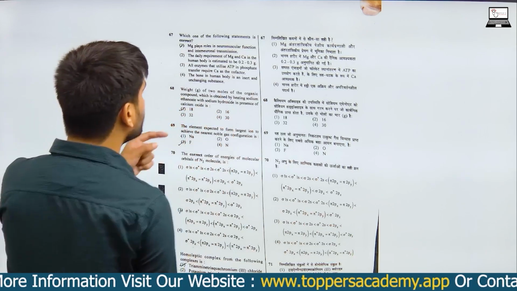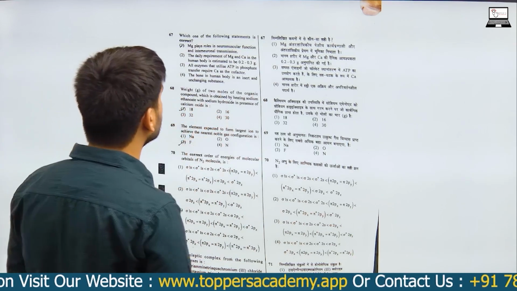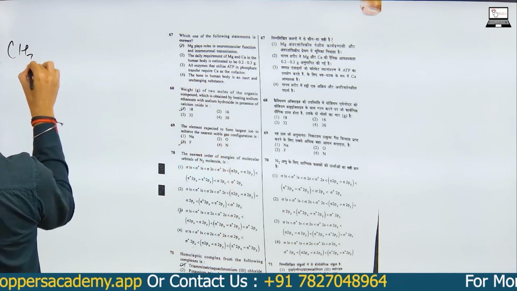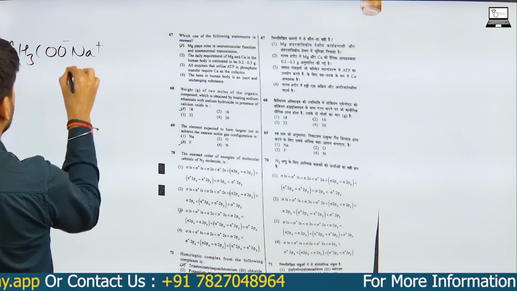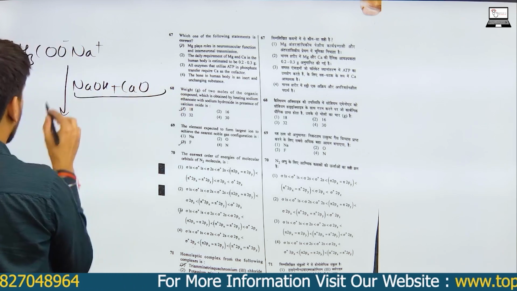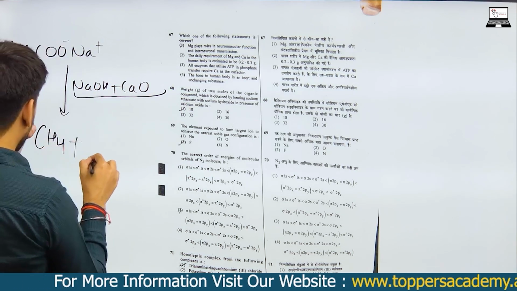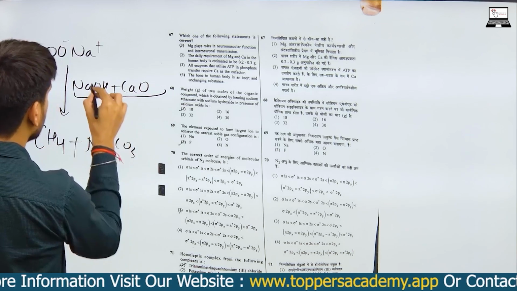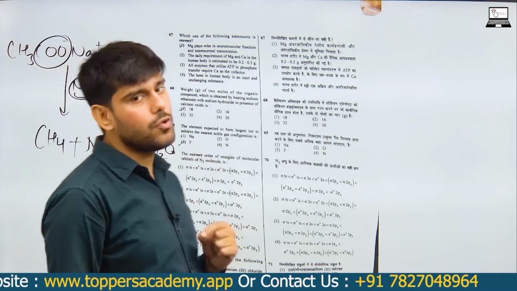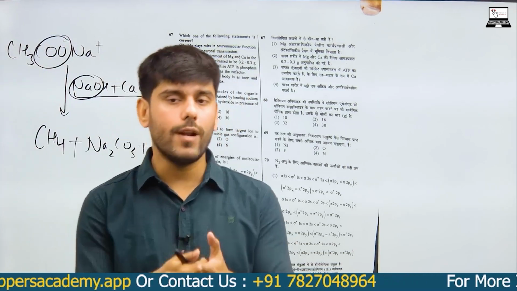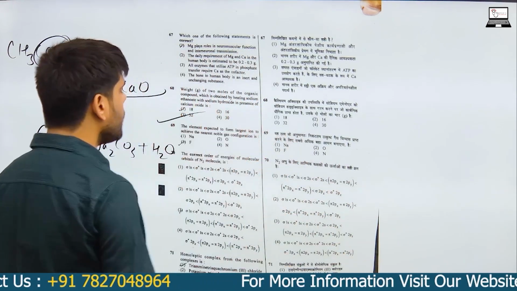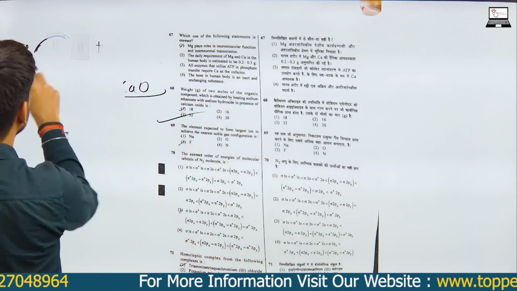The next question is the weight of 2 moles of the organic compound which is obtained by heating sodium ethanoate with sodium hydroxide in the presence of calcium oxide. So we have sodium ethanoate in the presence of NaOH plus CaO. We know that this is soda lime, and the product we get is CH4 plus Na2CO3, right? And we get H2O. But it is asking for 2 moles. 2 moles means 2 moles of methane, and 1 mole of methane has a molar mass of 16 gram. 2 moles means 32 gram. So C is the right answer. Let us discuss the next question.